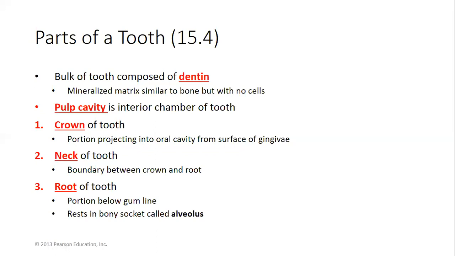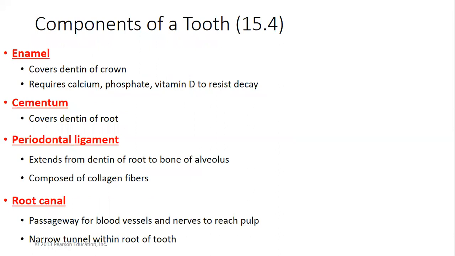And there's three sections of every tooth. A crown that you can actually see, the pearly white part that you can see when you smile. The neck is between the crown and the root, which is right at the base of your gums. And then the root is everything that you can't see in your tooth, which is below the gingiva, and it resides in a tooth socket called an alveolus. So every tooth has one alveolus where it resides in the bone of either the maxilla or the mandible.